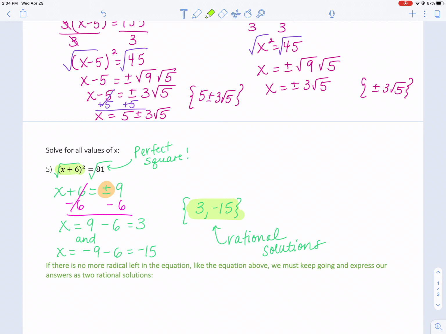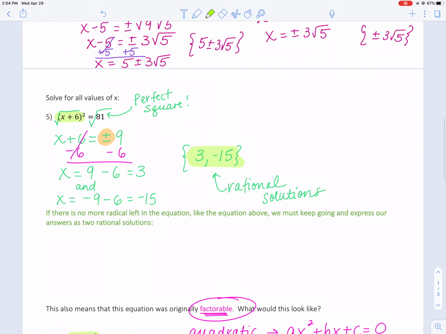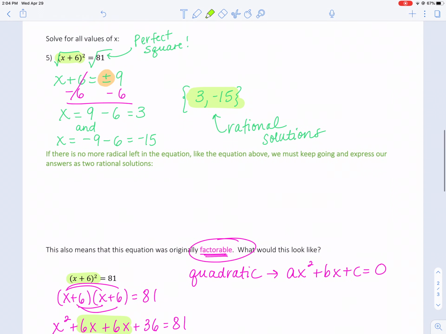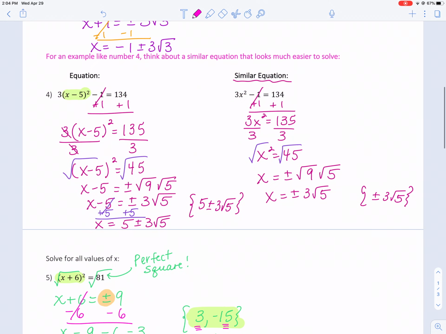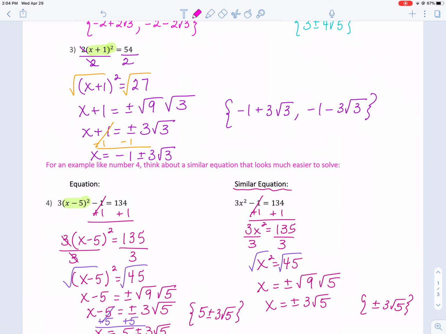Now here's the thing. The reason I knew, once I did it using square roots, that I could factor it was because I got rational numbers, like a 3 and a negative 15, as opposed to 5 plus or minus 3 rad 5, or negative 1 plus or minus 3 rad 3. Those are irrational solutions, which means they are not factorable.